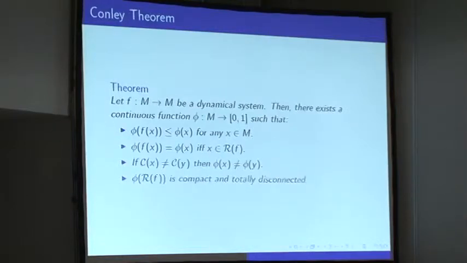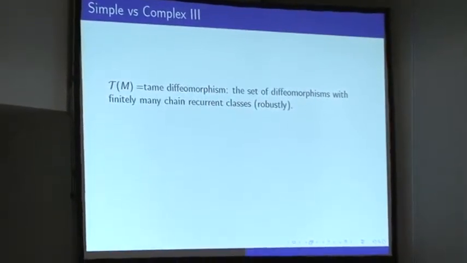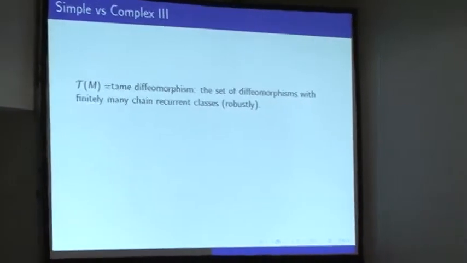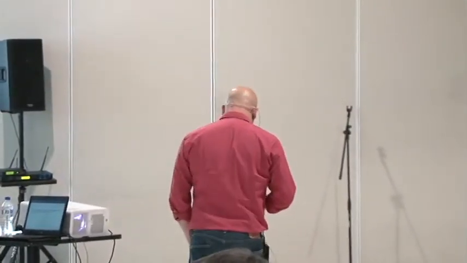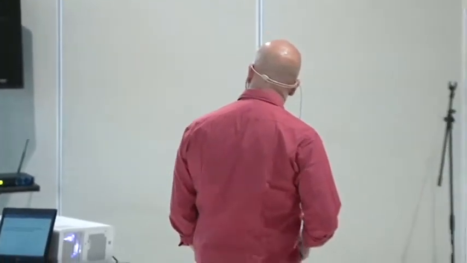So now what one can say is another kind of complexity, or the known versus unknown. So let's define the tame diffeomorphisms as being the set of diffeomorphisms which has finitely many chain recurrent classes, and it's constant in a neighborhood of it. It's a set of diffeomorphisms where we have just finitely many chain recurrence classes, and the same for any small perturbation of it.